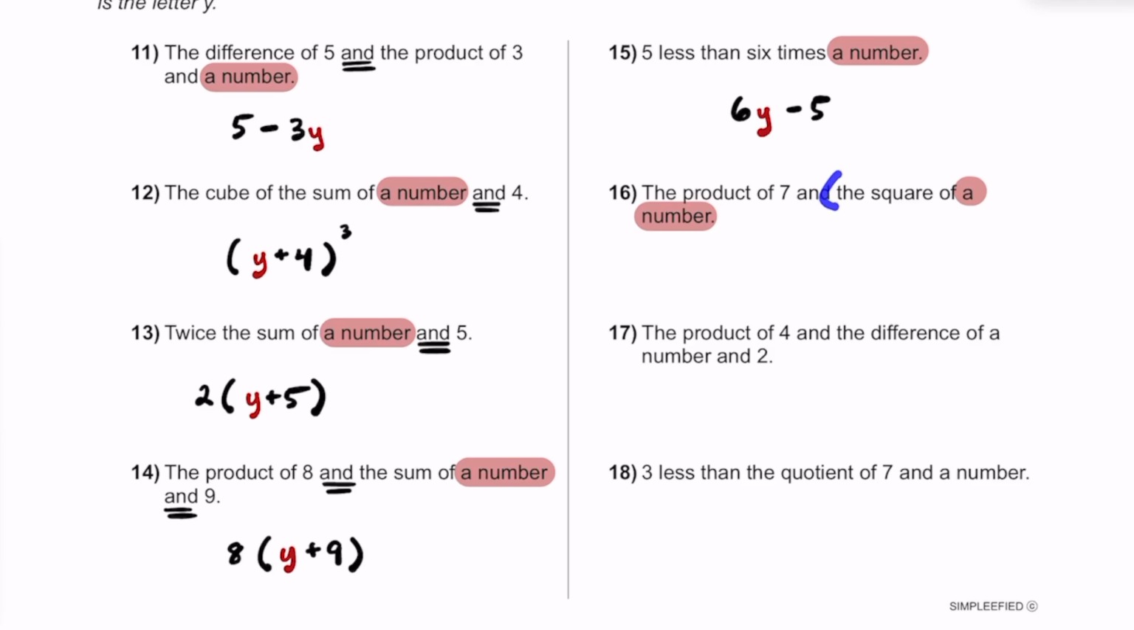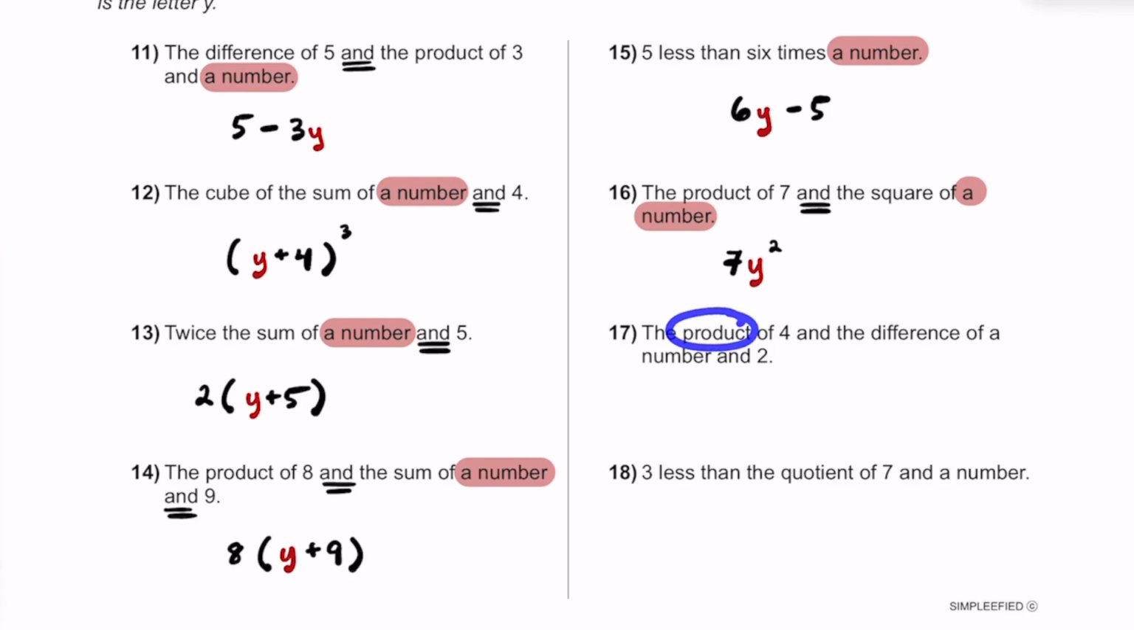So we have the square of a number. Let's just look at that part first. If we square a number, that's just going to be this y raised to the second power. That means we are squaring it. And we're supposed to be finding the product, which means we're multiplying the product of 7 and whatever we just wrote there. So how do you write the product of 7 and this? We could just write 7 multiplied by y to the second power, or 7y squared. So we have the product of 7 and the square of a number. So here's the 7 and here's the square of a number, and we're finding the product of them because we're multiplying them together.